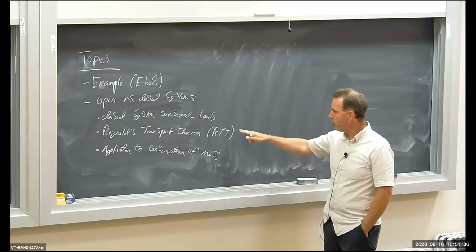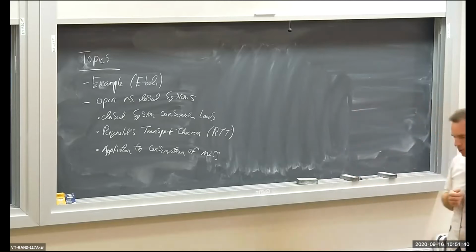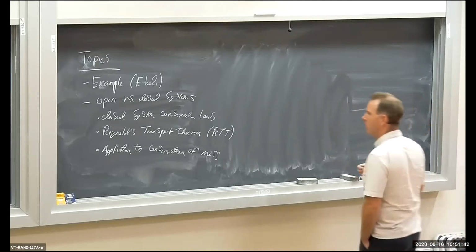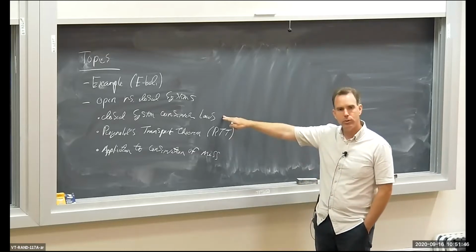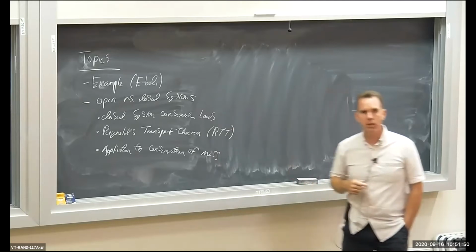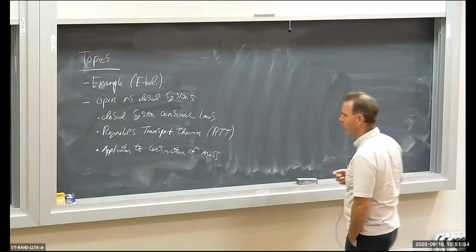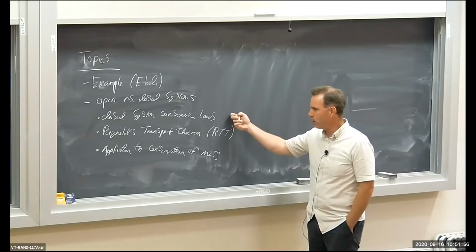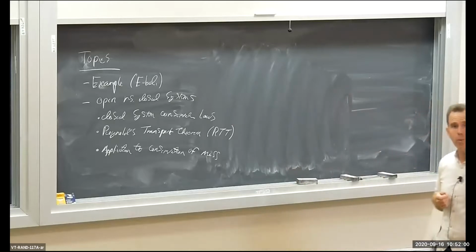And then we're going to develop a mechanism or a function or a procedure called the Reynolds transport theorem, which converts closed system conservation laws into open system conservation laws. And then we'll apply the Reynolds transport theorem to conservation of mass for a closed system and arrive at conservation of mass for an open system.